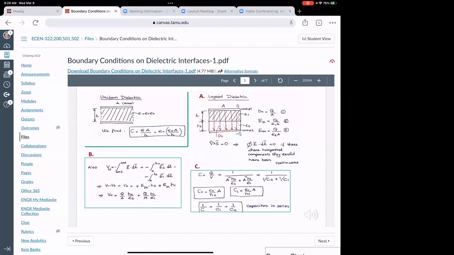Of course, it changes. How do we find that? How do we find this capacitance? The fundamental thing that we need to remember, there are two things.